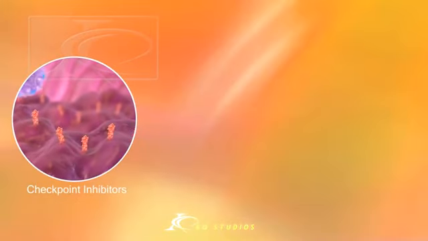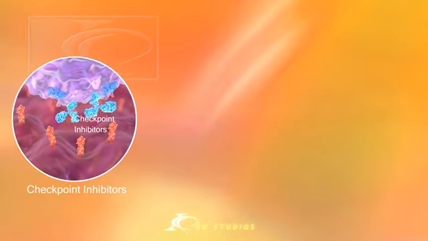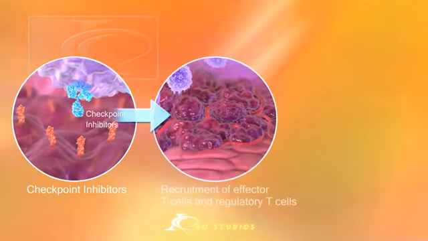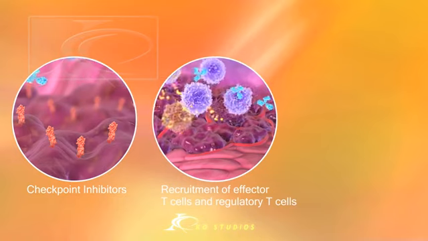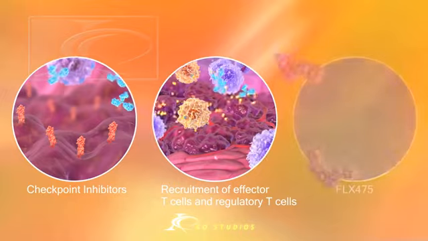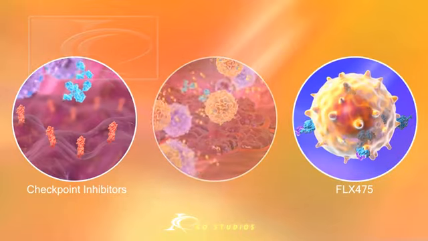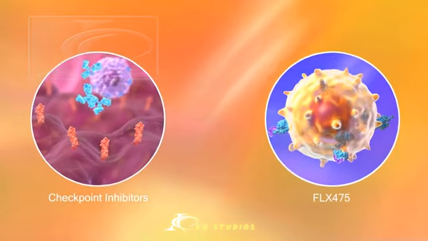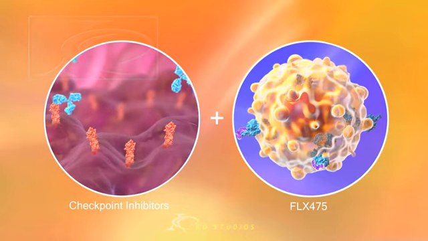Another method of treating cancer using checkpoint inhibitors works primarily by increasing the activation of effector T cells. However, they also increase the production of CCL17 and CCL22 and the recruitment of regulatory T cells. Since FLX475 can block this process, a combination of FLX475 and checkpoint inhibitors should be more efficacious than the use of checkpoint inhibitors alone.